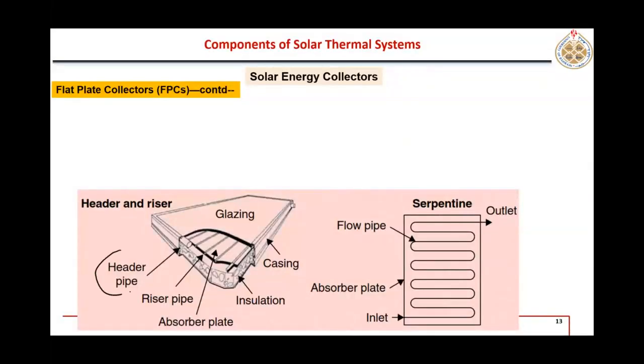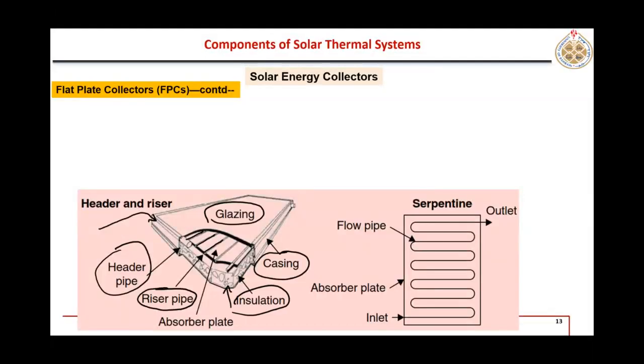So here I was telling you that header pipe in which the fluid is entering, and these are the riser pipes, right? Outer casing is shown. Here is the top glazing or glass cover, at the bottom insulation. So here is a 3D view, and this is the absorber plate over which those pipes are bonded or welded.